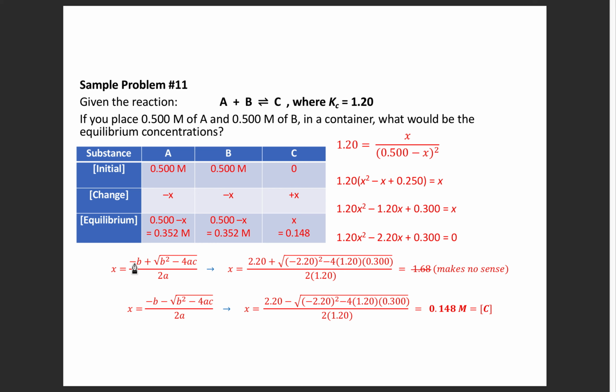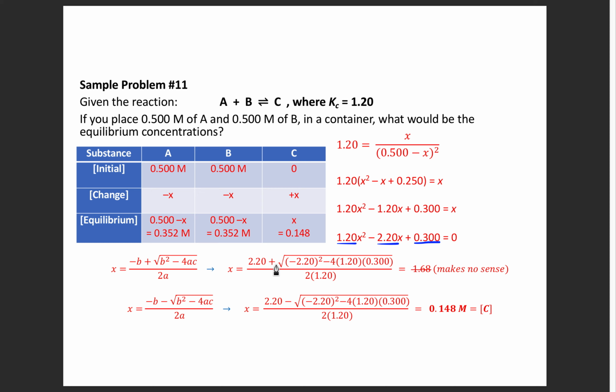Remember, it's X equals negative B plus or minus, right, and then the rest of this stuff. So we have to actually do this twice. We have to do it using the plus sign, and then we'll have to do it again, same equation, but using the minus sign. And then we'll just see which answer makes sense. So plugging in all the numbers, again, this is your A, this is your B, and this is your C. Okay, so A is 1.2, B is negative 2.2, and C is 0.3.